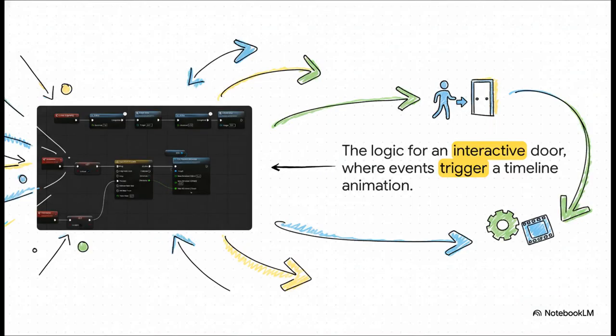Take a look at this. This is the logic for a simple interactive door. See those white lines? Think of them like a chain of dominoes. An event, like the player walking nearby, knocks over the first domino. That triggers a check to see if the door is already open, and if it's not, it starts an animation to swing it open. It's literally a visual flowchart that controls everything the object does.